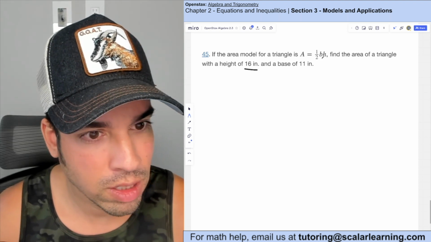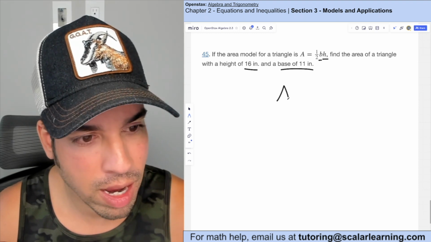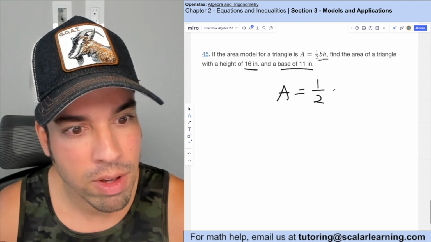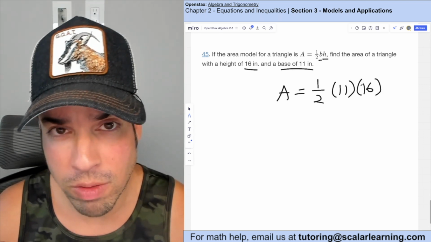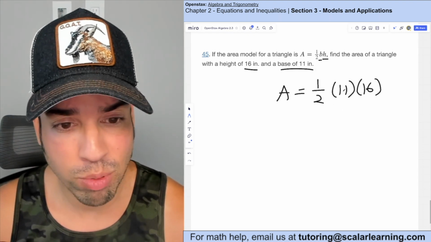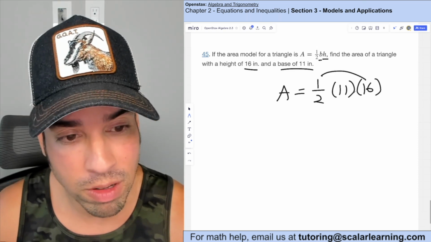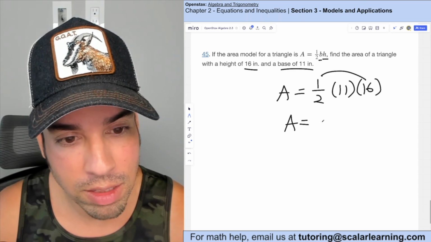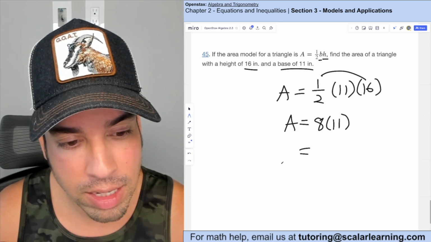If the area model for a triangle is this, find the area of a triangle with a height of 16 and a base of 11, plug and chug. So we got A equals 1/2, base of 11, height of 16. So I'm going to show you the most efficient way to do this. Obviously, we could do 1/2 of 11, and that's kind of a mess because it's 5.5. But instead, I can multiply by the 16. It doesn't matter. Commutative property of multiplication. So that is 8 times 11, and that's really easy to do, which is 88.